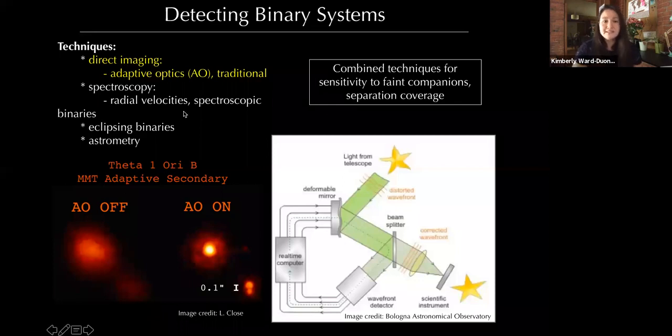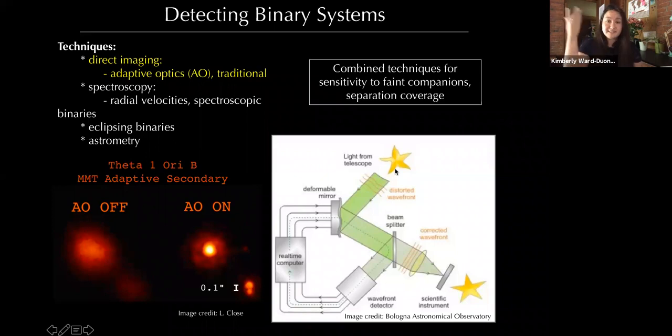And what you'd really like to do is combine as many of these techniques as possible to basically understand, if you're going to do a large survey of binaries, how often do you really find stars in binary systems? And you can see this example. I like this general cartoon of how adaptive optic systems work.